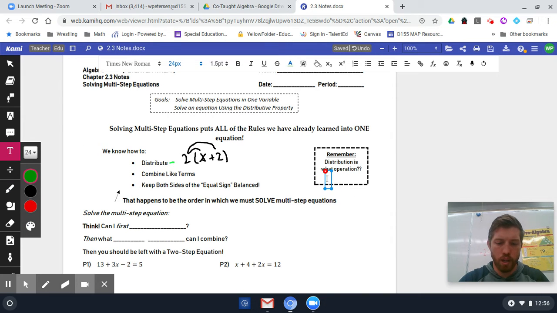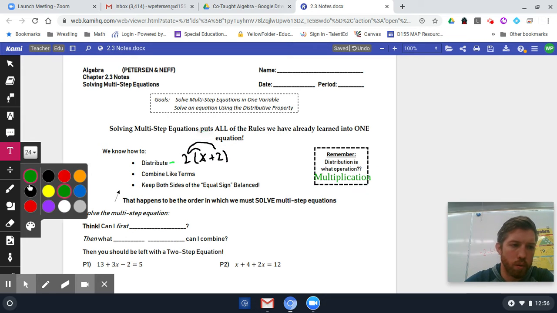And what operation is distribution? Well, it is multiplication. All right, it's multiplication right there. So multiplication when we distribute.